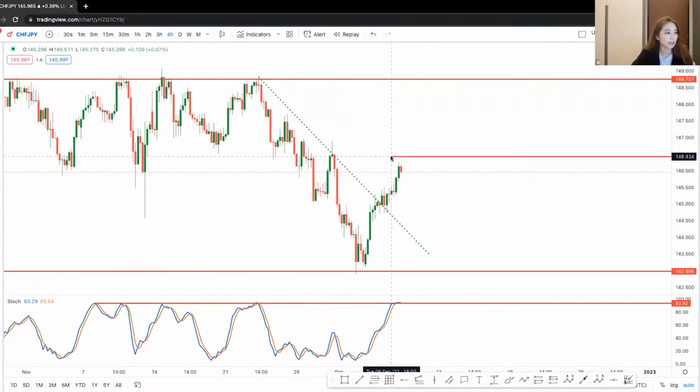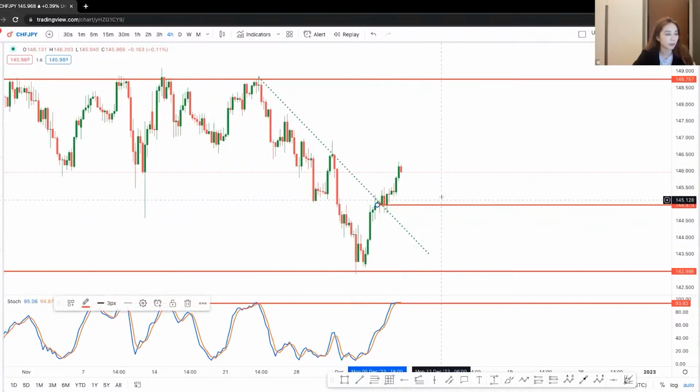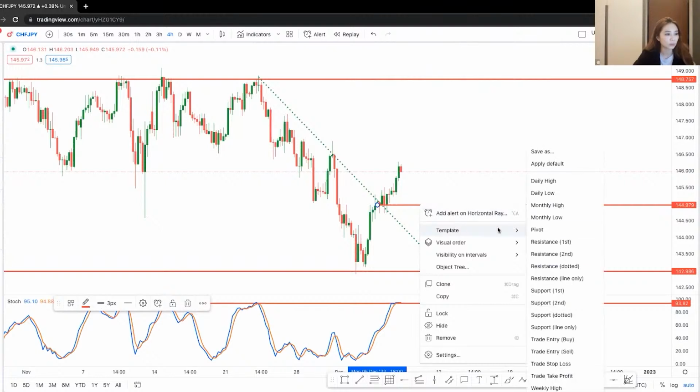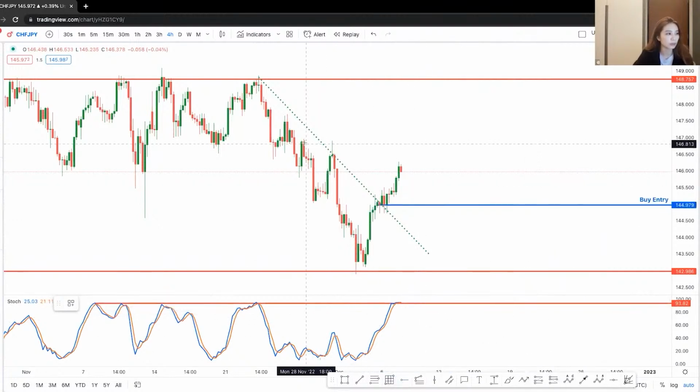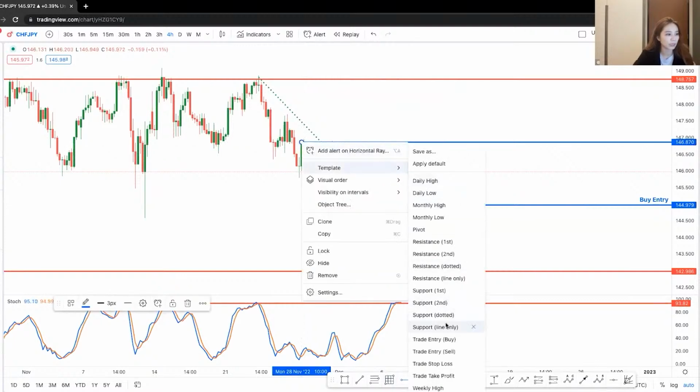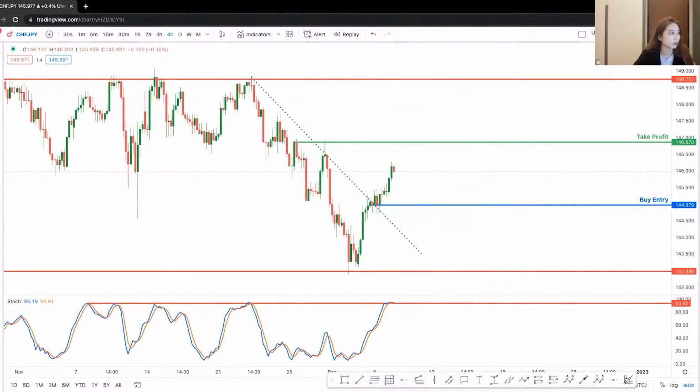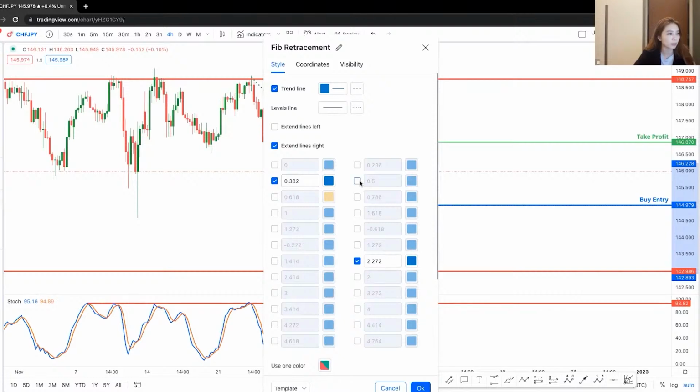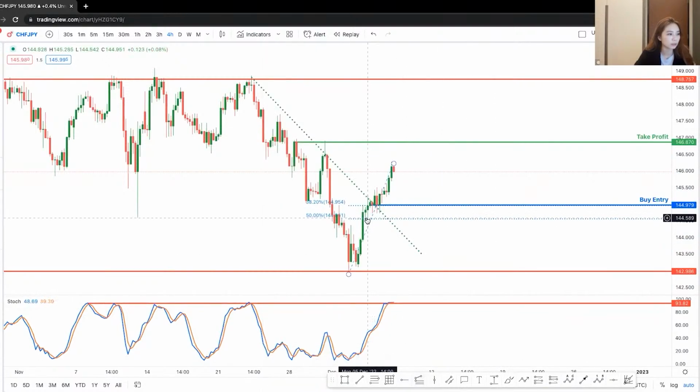So I would say that it would be better if we take a precaution on coming back for the testing and bounce up again. My opinion is that if there's a chance that it drops back down, we could go in from here and take profit here. So we're looking at a 38.2% drop back, looking at a 50% stop loss.